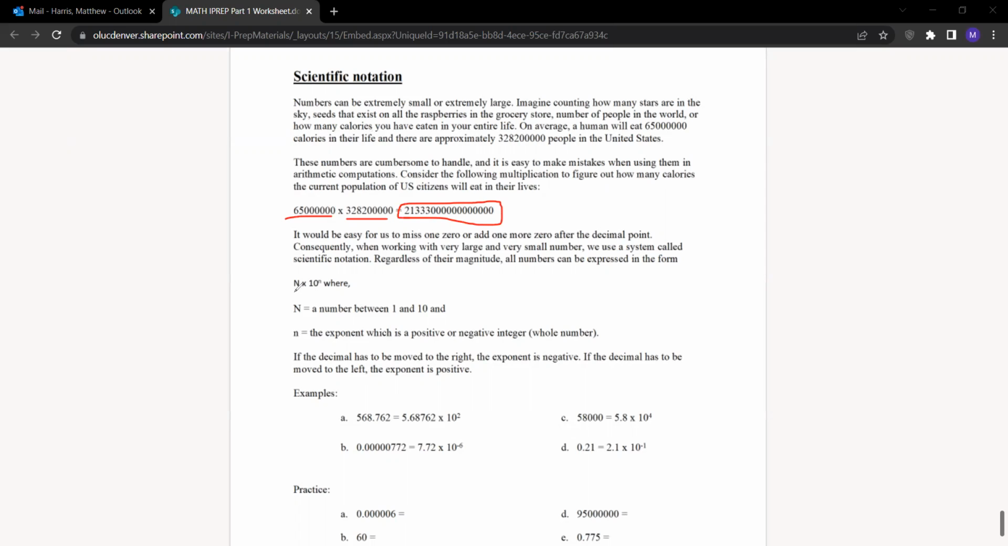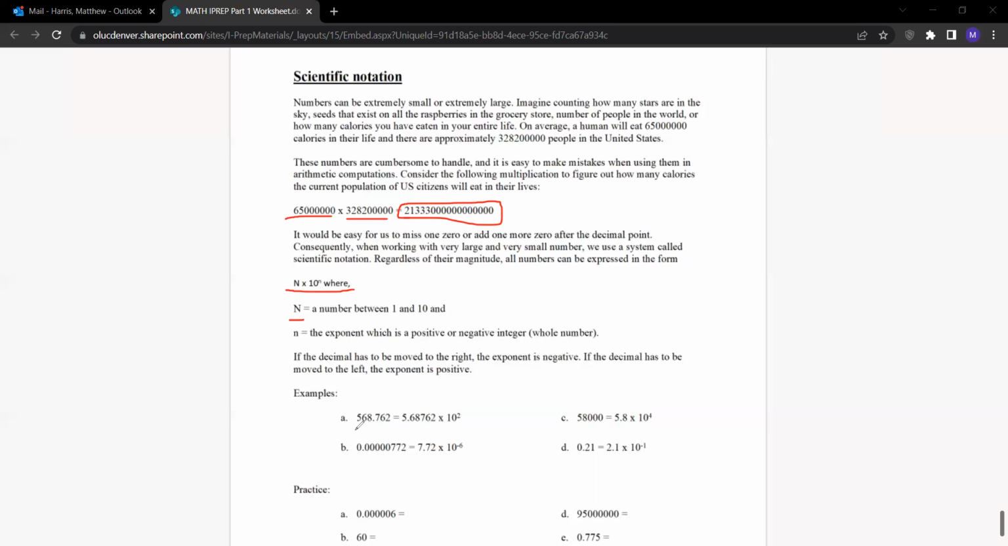So scientific notation is written as big N times 10 to the little n, where big N is a number between 1 and 10, and little n is the exponent, a positive or negative integer. If the decimal is moved to the right, the exponent is negative. If the decimal is moved to the left, the exponent is positive. So here are some examples of that.